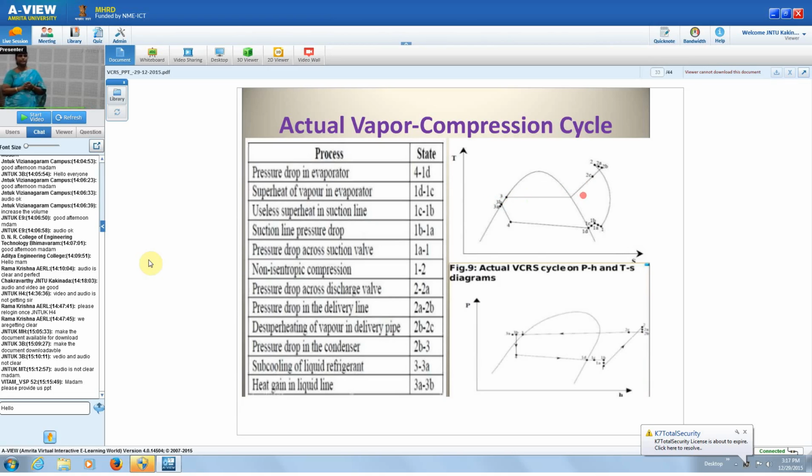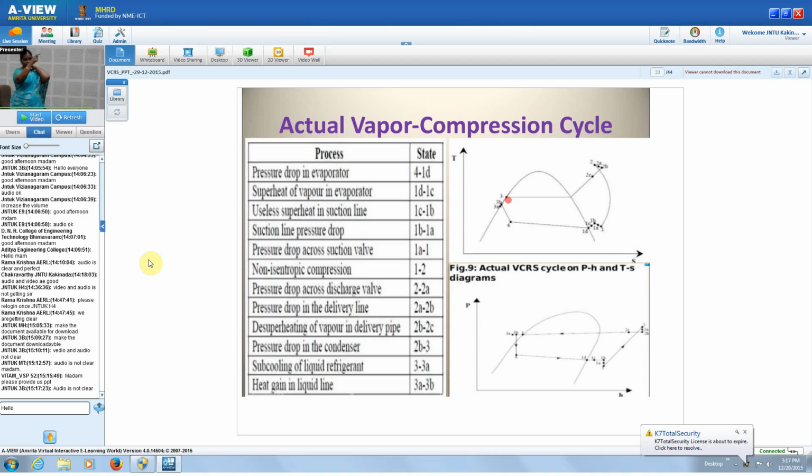In the condensation process also some pressure drop takes place, just like in the evaporator. So at the discharge of the condenser, some pressure drop takes place. Then subcooling of the refrigerant takes place from 3 to 3A. Because of the liquid line, some heat gain will take place, so that's why it goes to 3A. The middle point is 3B, where the temperature will be increased due to the heat gain in the liquid line.